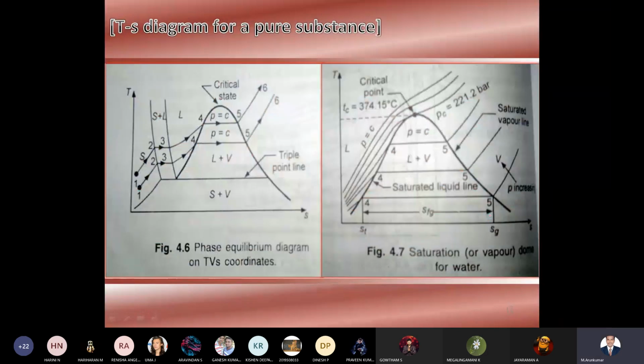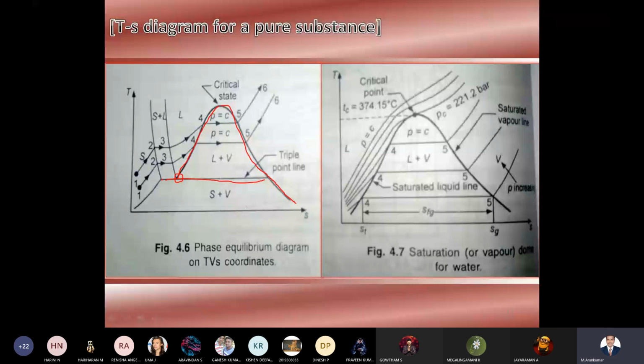Then this is your TS diagram. So this is what we discussed earlier. So in this TS diagram, just listen to this one. The saturation liquid line will be like this. Then the saturation vapor line will be down compared with the saturation liquid line. Right. So this line will be your triple point line. So the triple point can exist at this point.